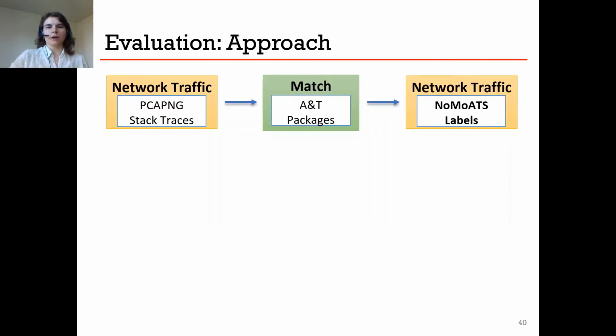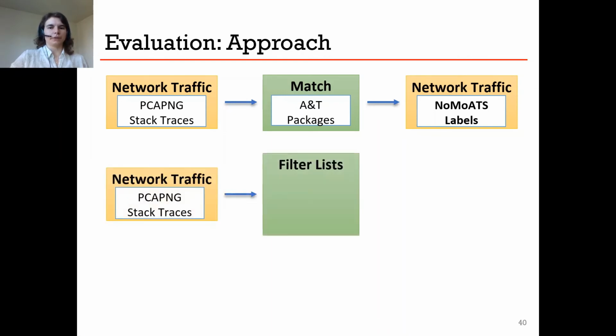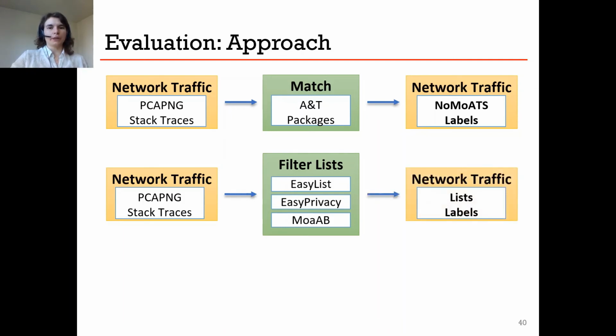To evaluate our approaches, both the NoMoATS labels and our classifiers, we took our dataset and fed them through several filter lists. Specifically, we used EasyList, which is the most common list used for ad blocking in browsers, and EasyPrivacy, which is used to supplement EasyList and block trackers as well. We also used a mobile-specific list, which has an interesting name. It's called Mother of All Ad Blocking, which I will refer to as NoMoAB. Using these lists, we labeled our data and then compared these labels with our own NoMoATS labels.